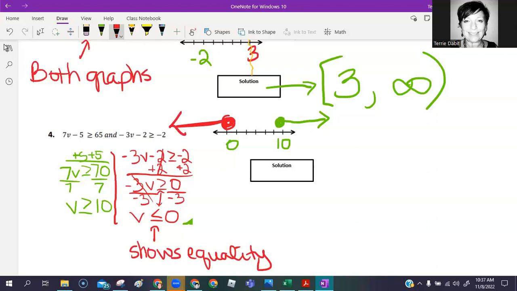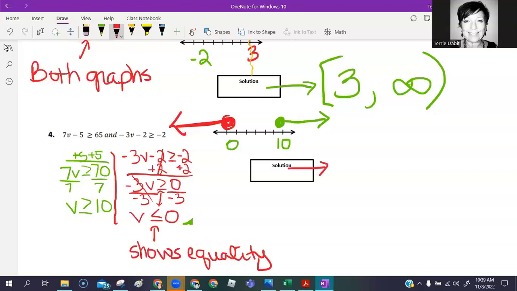You're going to see both of them on top of each other. Do you see the red graph and the green graph? Do you ever see them on top of each other? No. So if I don't see anywhere that they overlap, then what do you think my solution is? Is there a solution? No, there isn't. So what would I write?